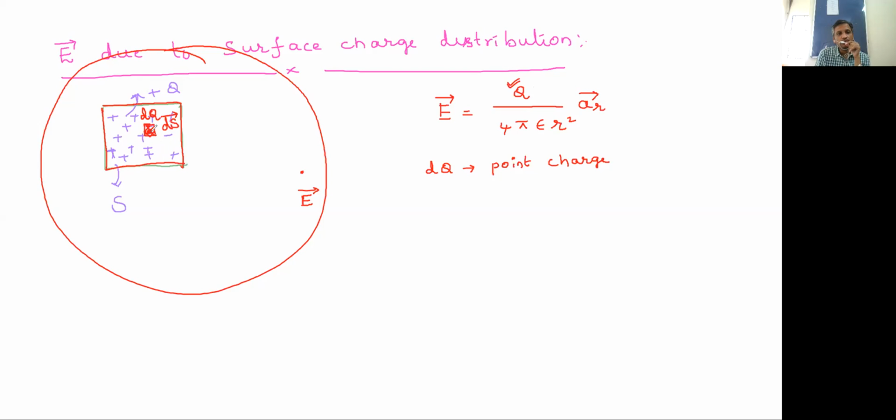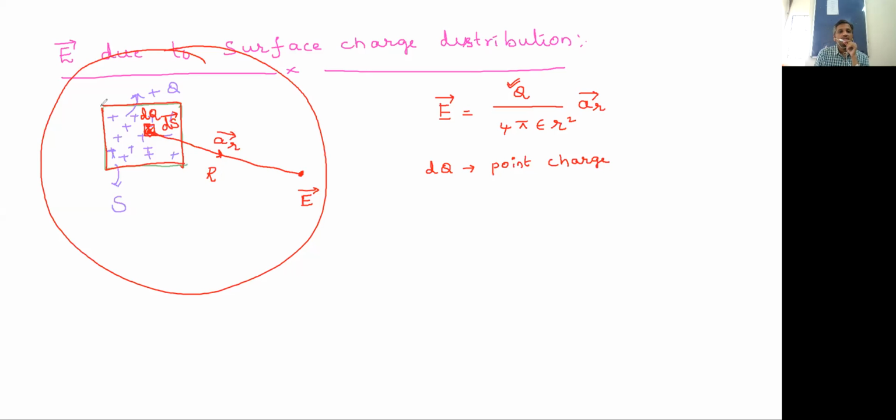Let us draw a line joining them. This distance, let us call it r, small r or capital R. Just for convenience, I'll take it as capital R, because while seeing the derivation of E due to an infinite sheet of charge, you may get confused with the small r and capital R. That's the reason I'm taking it as capital R. And the unit vector in this direction is AR. So this is how we have to find it.